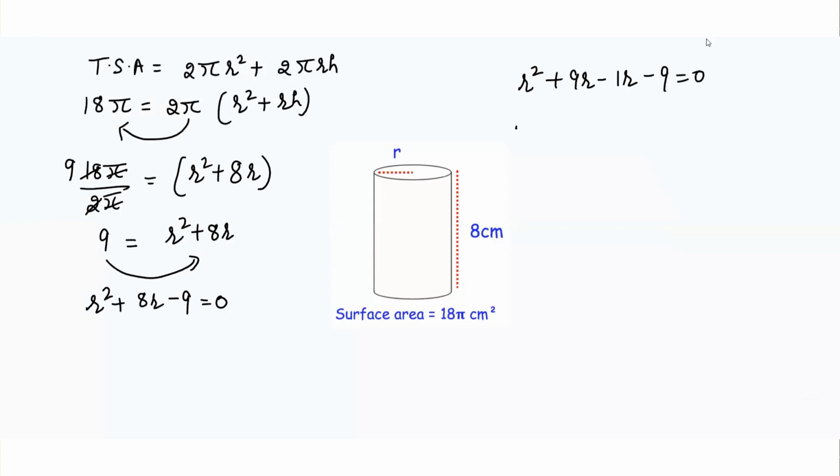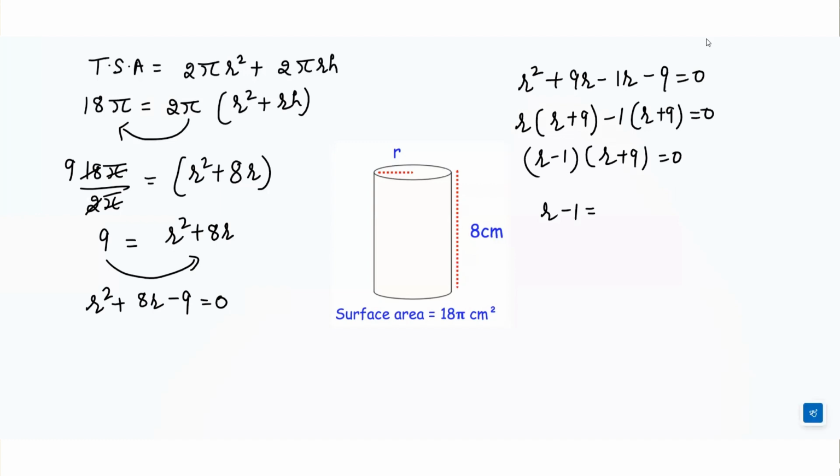R I will take common. I'll get r plus 9 minus 1, r plus 9 is equals to 0. Then I'll get r minus 1 into r plus 9 is equals to 0. Either r minus 1 is equals to 0 or r plus 9 is equals to 0. From here we will get r is equals to 1. We will get r is equals to minus 9. Since it's a dimension, it's the length, so it cannot be negative. So we will pick the value r is equals to 1. So the value for the radius is equals to 1 centimeter for this particular question.